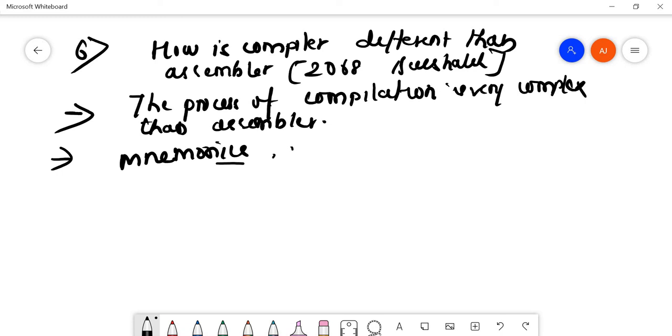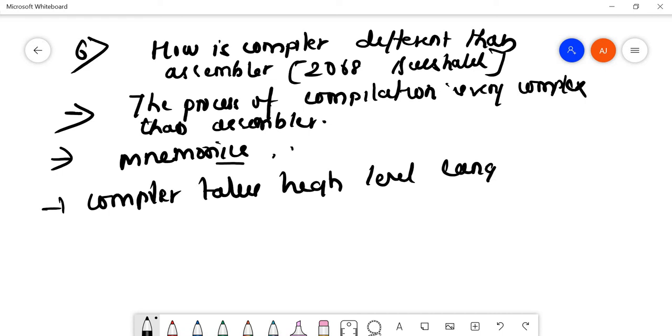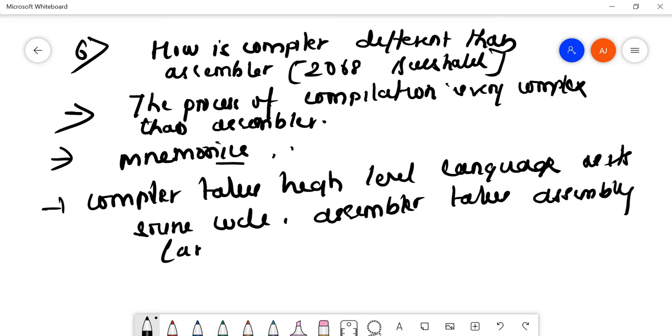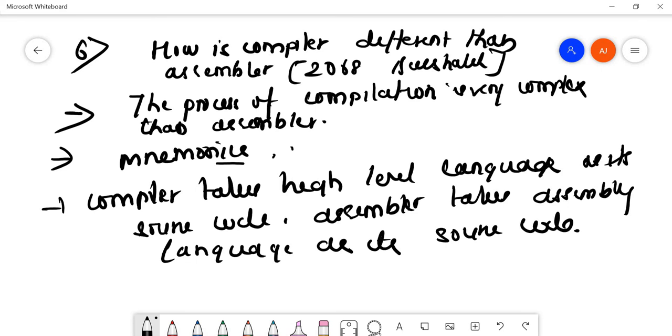Fine. So the compiler takes high level language as its source code, whereas assembler takes assembly language as its source code. Fine. So this is the solution of the question.